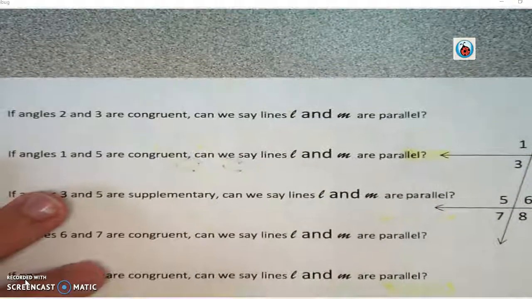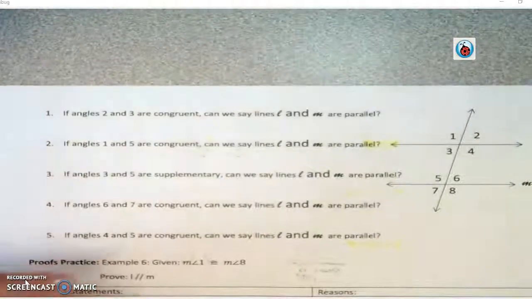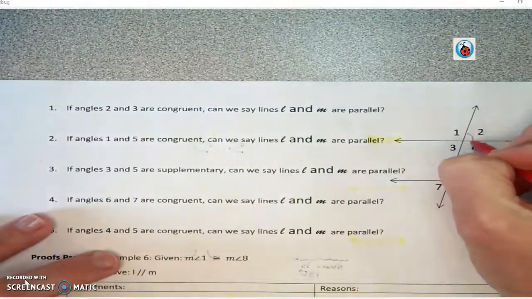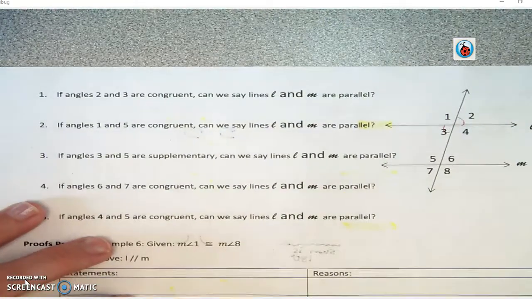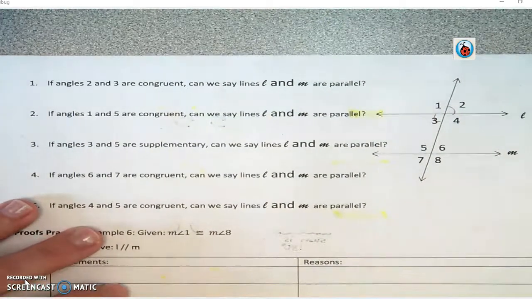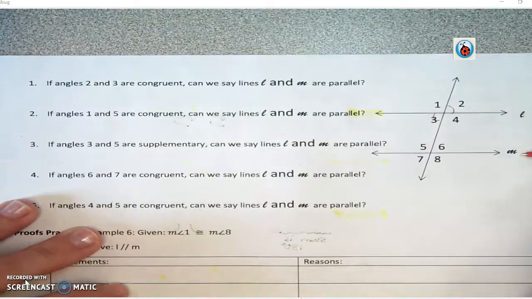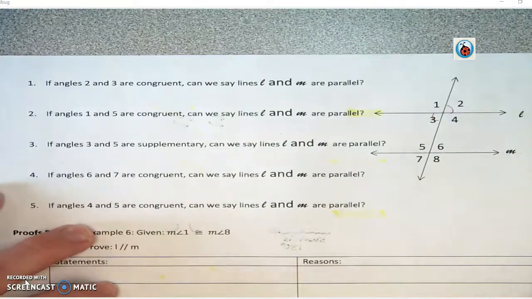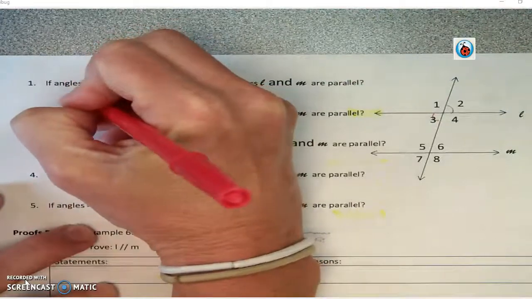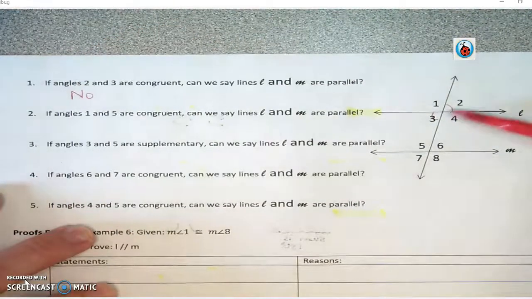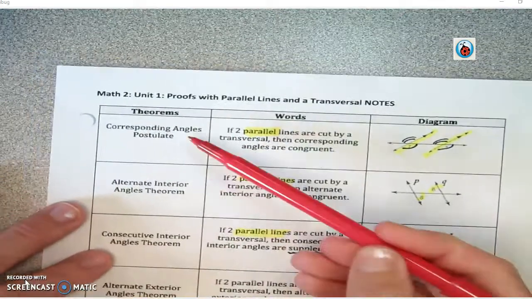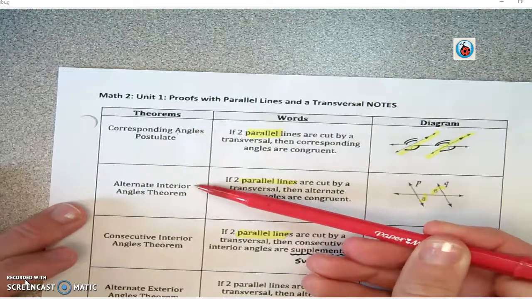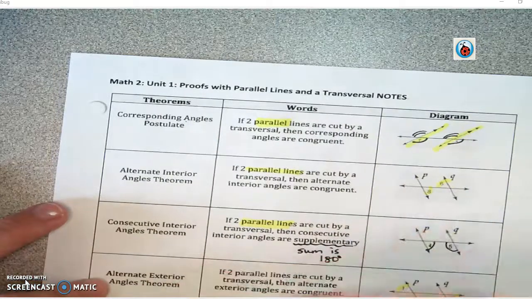All right, let's do some actual examples. Here's an example of a test question. If you know that angles 2 and 3 are congruent, so here's angle 2, here's angle 3, can you say that lines L and M are parallel? Think about that for a minute. Pause the video. The answer to that is no. 2 and 3 are not corresponding angles, they're not alternate interior, they're not consecutive interior, they're not alternate exterior.